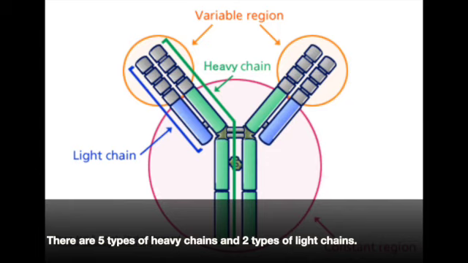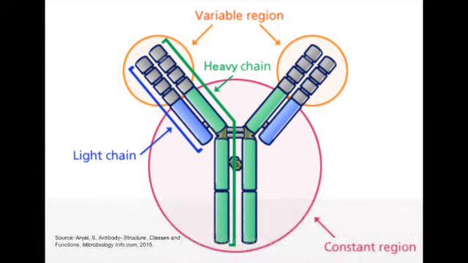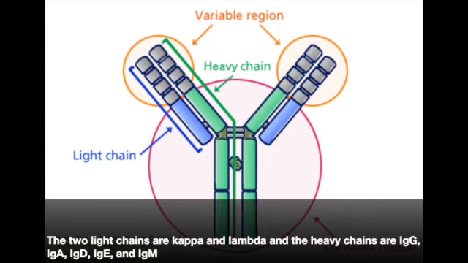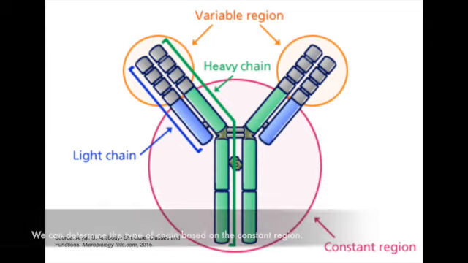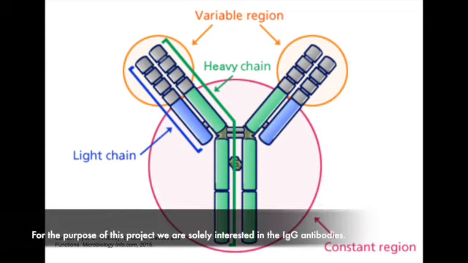There are 5 types of heavy chains and 2 types of light chains. The 2 light chains are kappa and lambda, and the heavy chains are IgG, IgA, IgD, IgE, and IgM. We can determine the type of chain based on the constant region. For the purpose of this project, we are solely interested in the IgG antibodies.